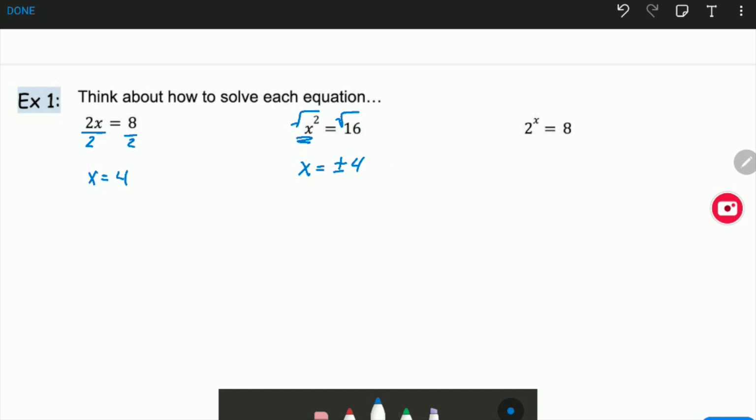Now, this last one here is a little bit different. A root cancels out the exponent, but what cancels out the base? The number that has the exponent. And that's what this second part of the unit will revolve around: solving this type of equation and exploring the feature that allows us to do that.